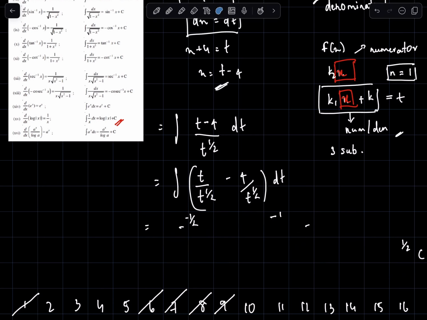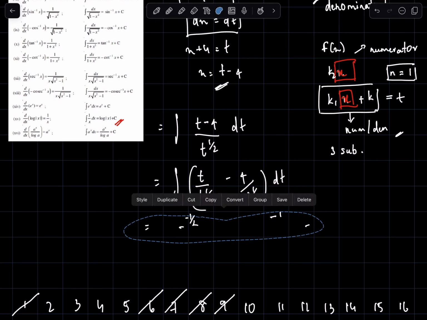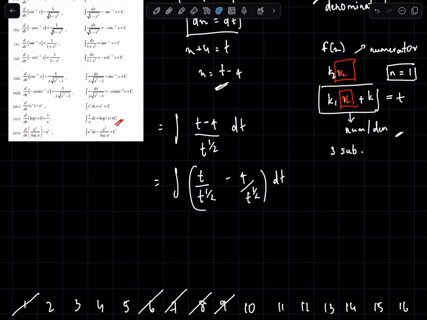Sometimes even I get lost. Okay, let's do this again. Okay, I'm going to put an equal to here, and it's very important we do this because this is 1 minus half, which is half, right? So this would be integral of t raised to power half. My mistake, I thought minus half, my bad. Minus 4 integral of t raised to power minus half dt.